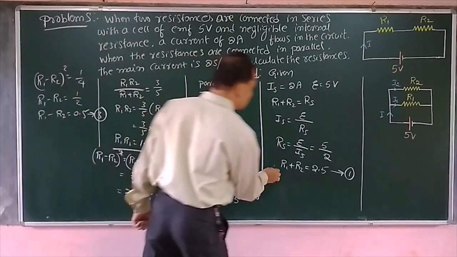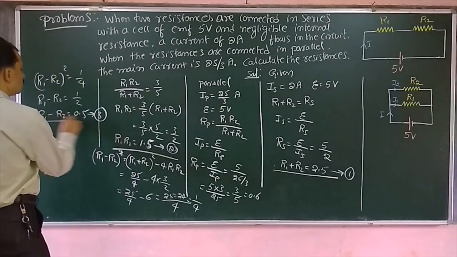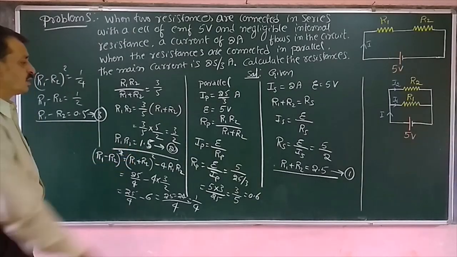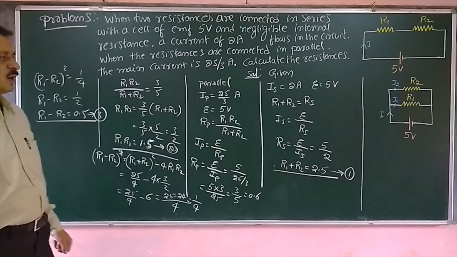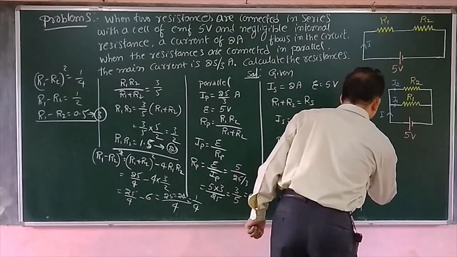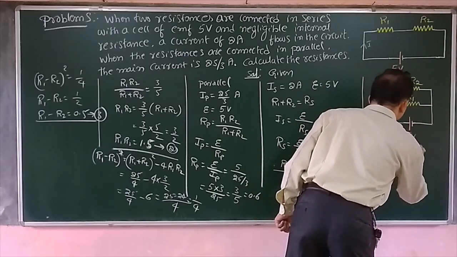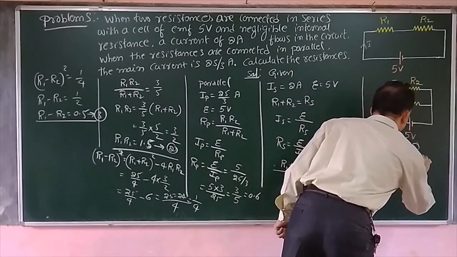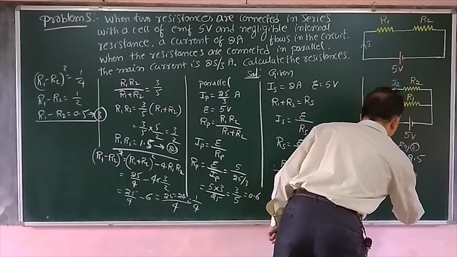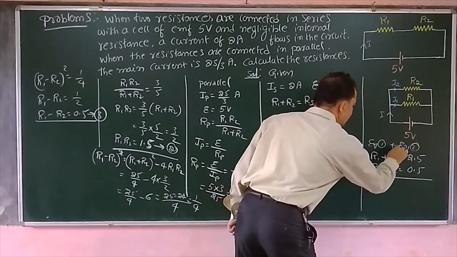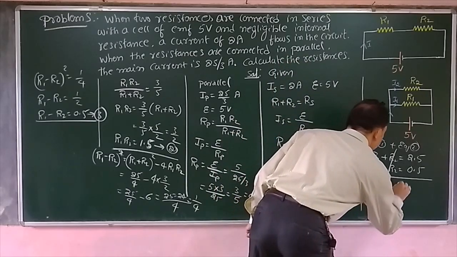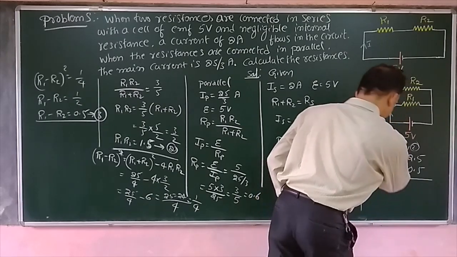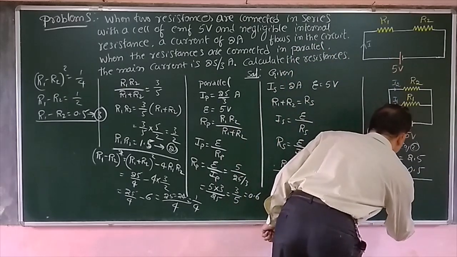Now we have got 3 relations: R1 plus R2 is 2.5, R1 minus R2 is 0.5, and R1 R2, that is the second equation, is 1.5. So from 1 and 3 we can obtain the values of R1 and R2. So just adding equation 1 plus equation 3. If you add them, R1 plus R2 is equal to 2.5 and R1 minus R2 is equal to 0.5. Adding, R2 gets cancelled. Therefore, 2R1 is equal to 3.